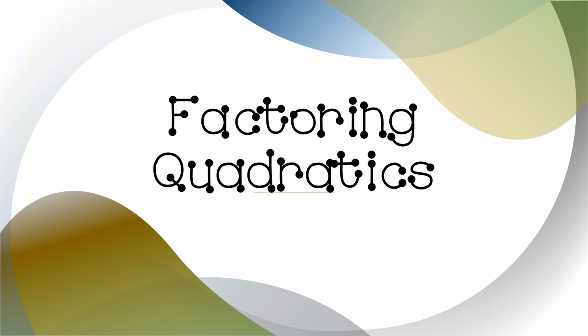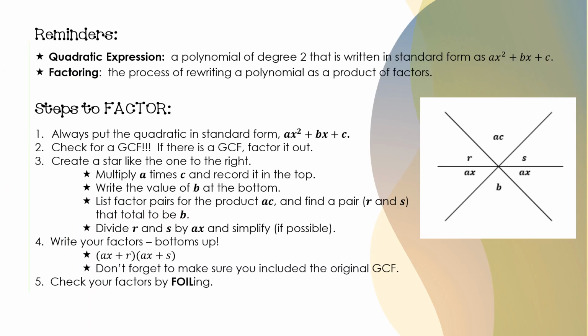This video is going to walk us through how to factor quadratic expressions. So a few reminders. A quadratic expression is a polynomial of degree 2, which means that the highest exponent is a 2. And when it's written in standard form, it's ax squared plus bx plus c. So for example, we're going to see maybe something that looks like 3x squared plus 4x minus 6. Okay, that would be in standard form.